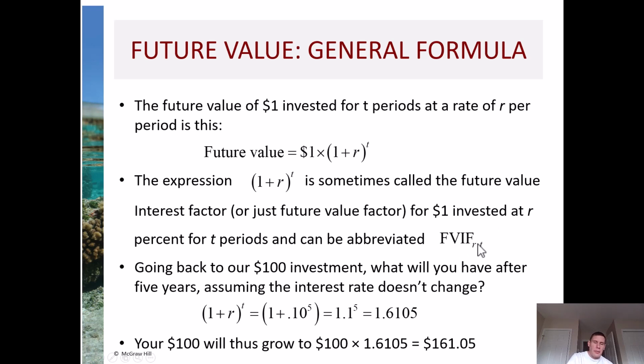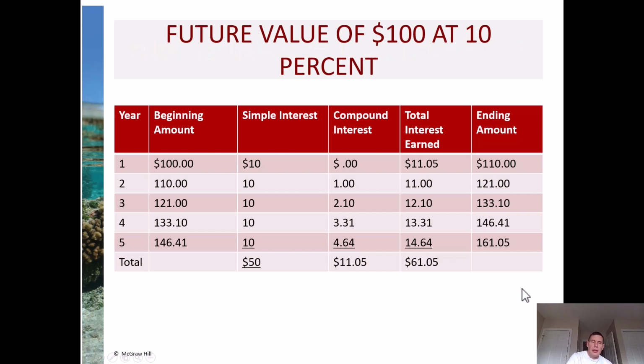Going back to our $100 investment, what will you have after 5 years, assuming the interest rate doesn't change? There's nothing difficult about what we're doing here. We're literally just plugging in numbers. So 1 plus R to the power of T: 1 plus 0.10, that's the 10% interest, for 5 periods, so to the power of 5. Simplified, it's 1.1 to the power of 5 equals 1.6105. So your $100 will grow to 100 times that factor, the FVIF, 1.6105. So we get 161.05.